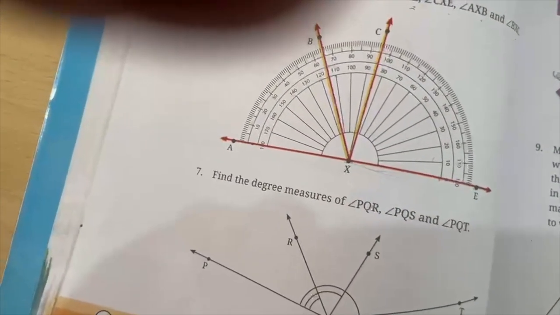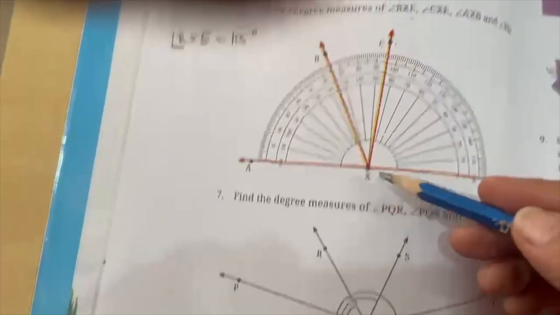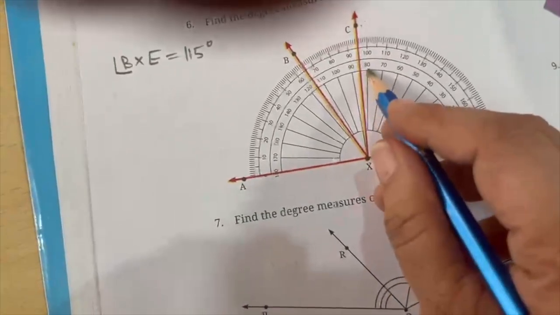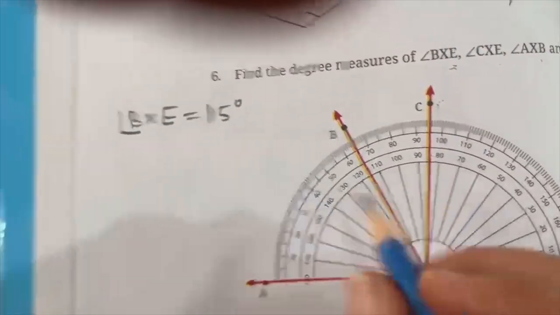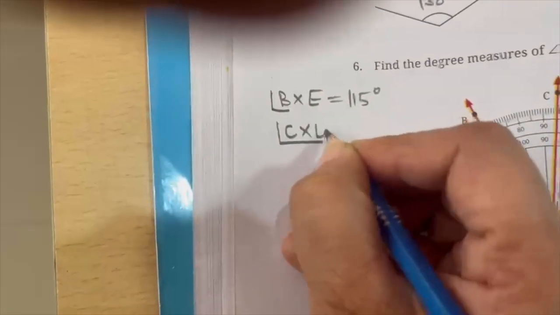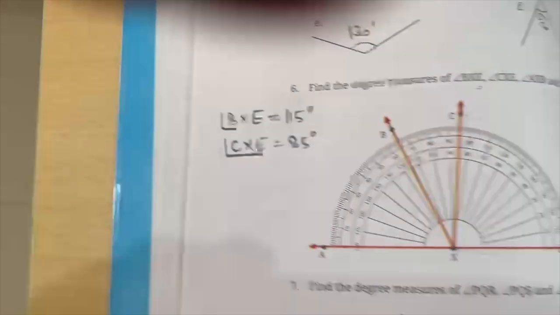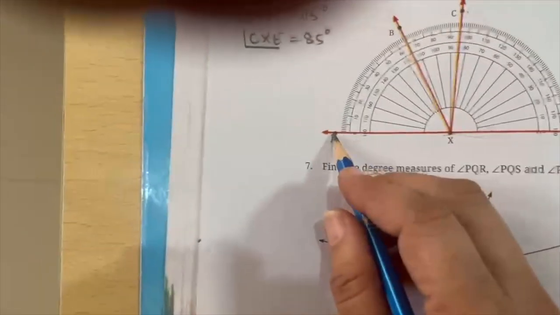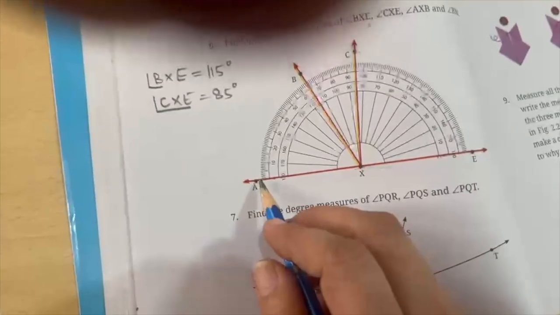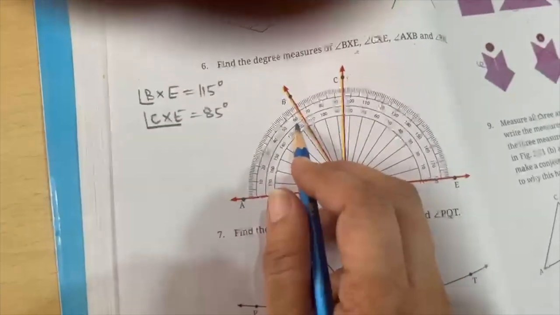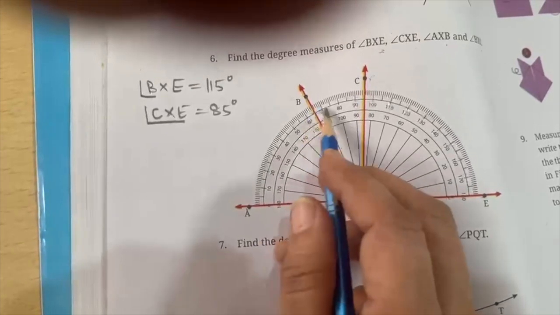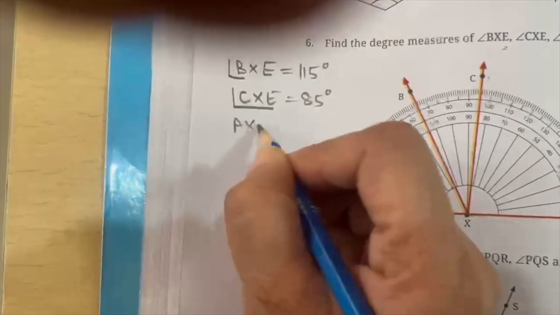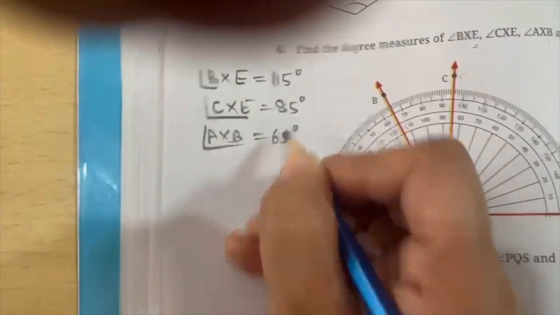Now the next angle is CXE. If you check, XE is at 0 and this is at 85. So angle CXE is equal to 85 degrees. AXB, you check, this is AXB. Now we check this 0, and it's going clockwise. So this angle measure is between 60 and 70. How much is this? It is 65. AXB is equal to 65 degrees.